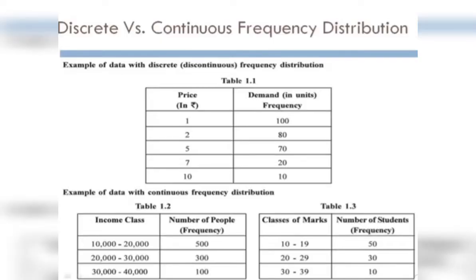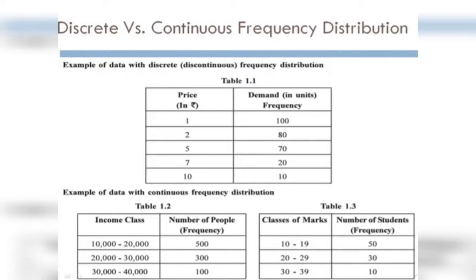Now on the next page you can see discrete versus continuous frequency distribution. Students, this is just an example. It is also mentioned in your textbook, and you have already done this in your statistics. The example of data with a discrete frequency distribution, the first table 1.1, is prices in rupees 1, 2, 5, 7 and 10, and demand 100, 80, 70, 20, 10. In the price there is 1, 2 and then it is 5, not 3. So it is a discontinuous frequency.